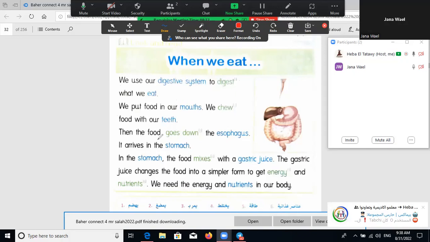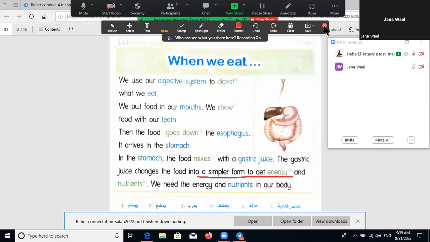Then the food goes down the esophagus. It arrives in the stomach. In the stomach, the food mixes with gastric juice. The gastric juice changes the food into a simpler form to get energy and nutrients. We need the energy and nutrients in our body. The nutrients are the important elements that we get from the food.